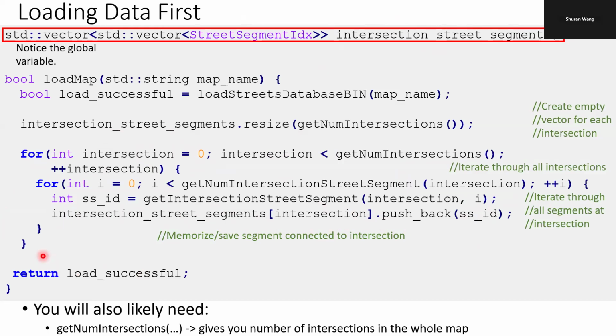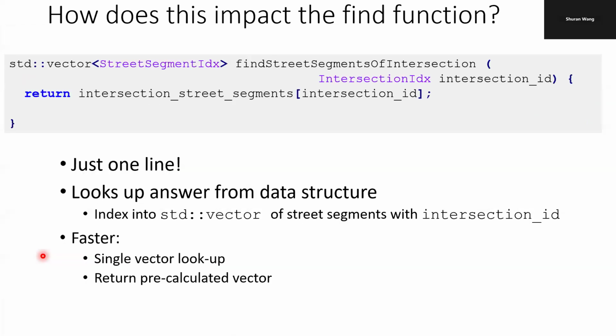Is this clear? So after load map, you will have a global variable that's loaded with the street segments connected to each intersection. Is it good? Then in the function itself, find street segments of intersection, we just directly return the vector that's at the index intersection ID. One line. Is this good?